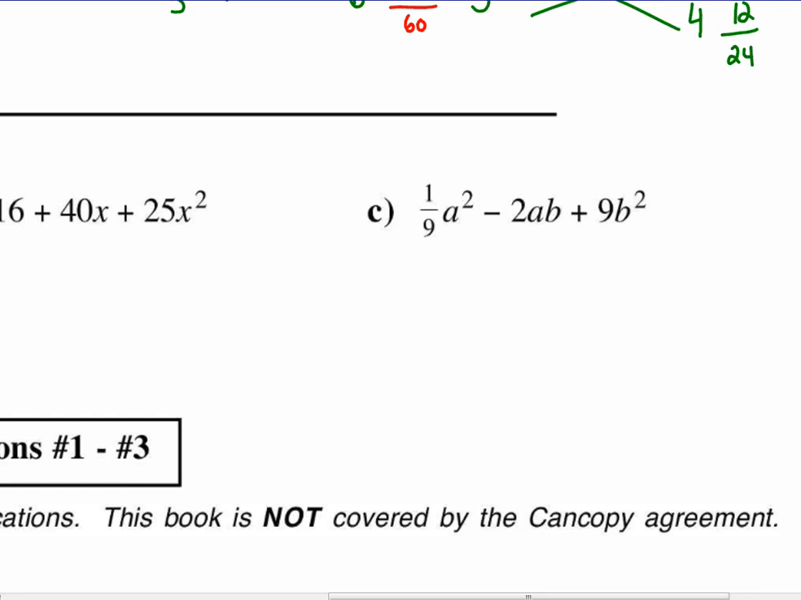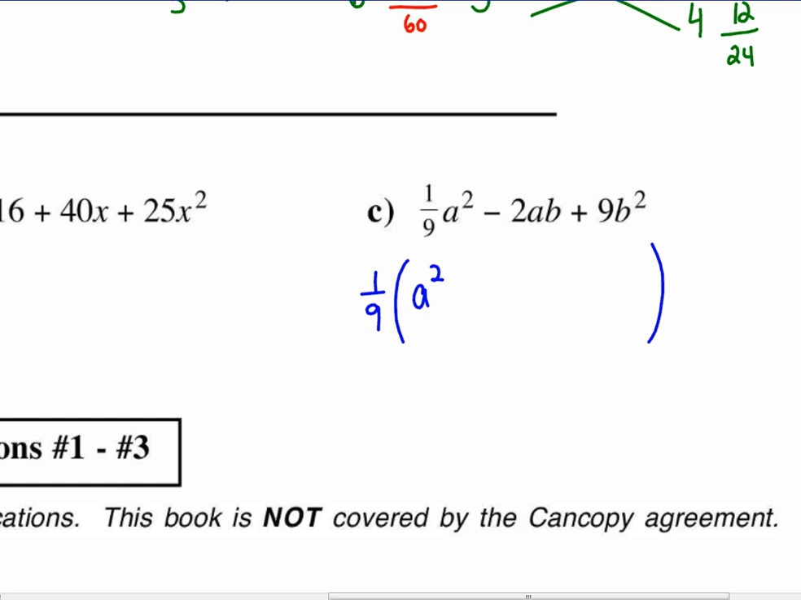Okay, C. Like that has a fraction. Normally what I would say is you need to factor the fraction out. So we're going to actually factor 1/9 out of this. And so if you want to factor it out, you're dividing everything by 1/9. So this guy's easy, right? Pulling out 1/9 out of 1/9 is just 1.